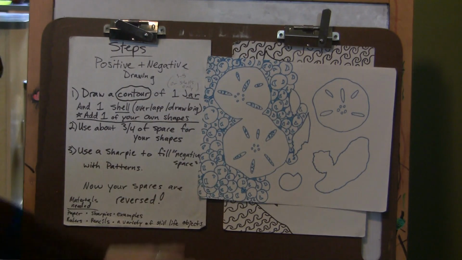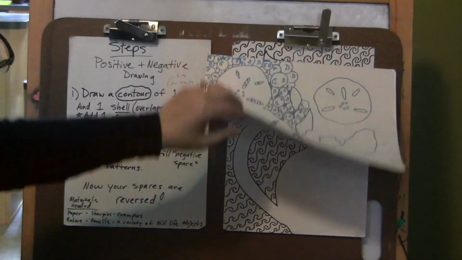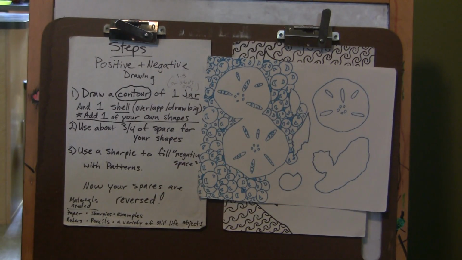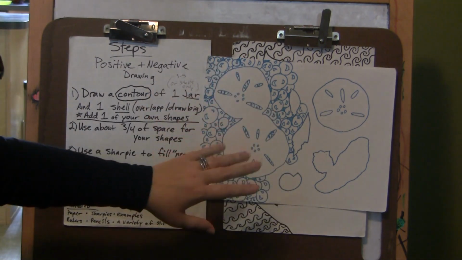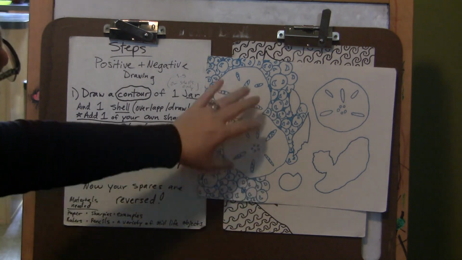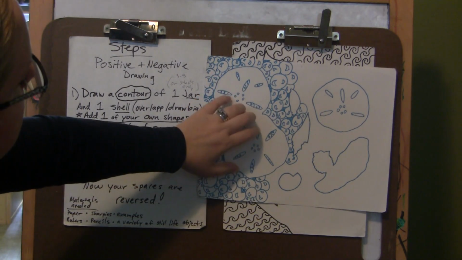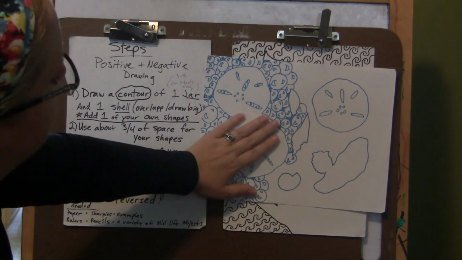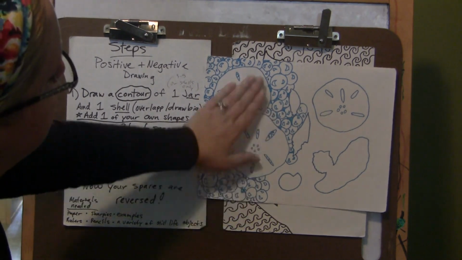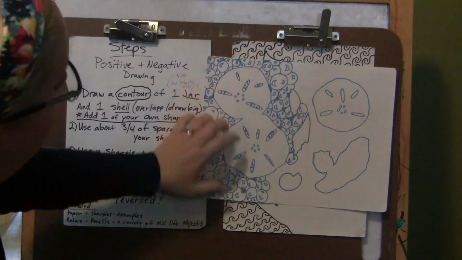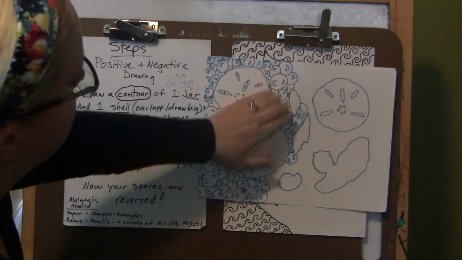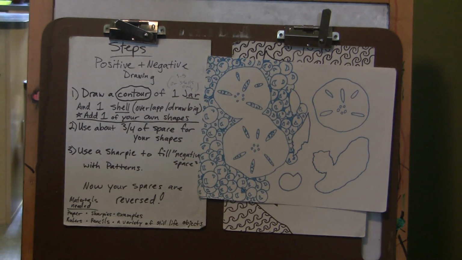Or you could mix it up. This one's all bubbles, this one's all waves. You'll notice how the space is then reversed, whereas this negative space, which was an object, this shell, is now white, and the background creates the outline of that. So it's kind of a play on positive and negative.